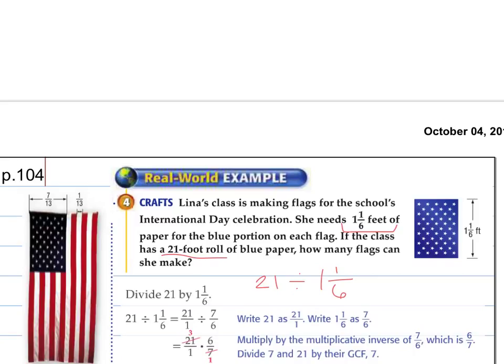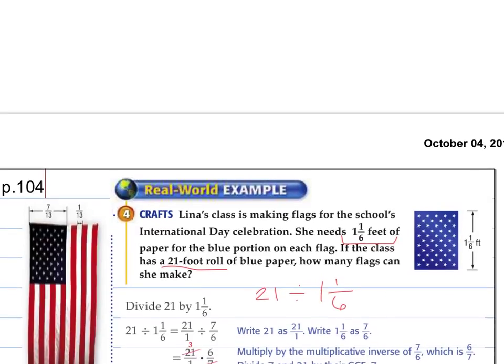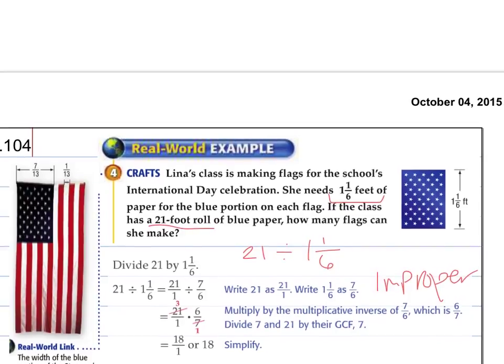And to do that, we have to rewrite them as improper fractions. We want everything in fraction form. Then it looks like we cross cancel. Oh, sorry, no, we didn't. Well, first, before we cross canceled, we switched to be multiplying by the multiplicative inverse. So we switched 7/6 to 6/7. Then we found the greatest common factor to cross cancel.